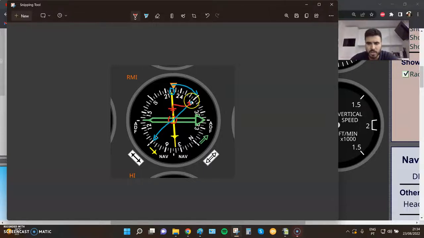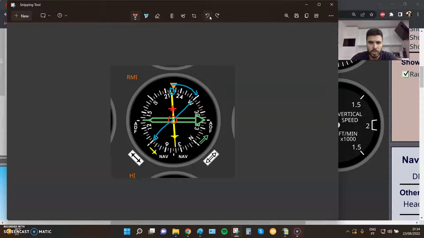40 degrees, for instance, of angle of interception. If I want to intercept with a 40 degree angle of interception, for you to understand what that is, it means that I'm going like this. So this angle here is 40 degrees. This is what it means to intercept with a 40 degree angle of interception.